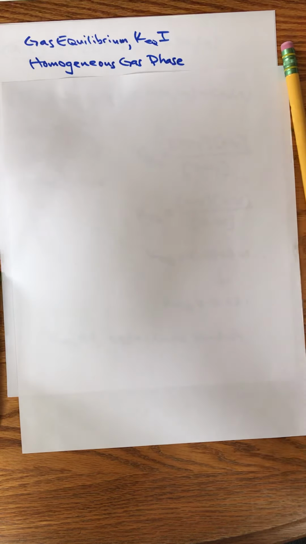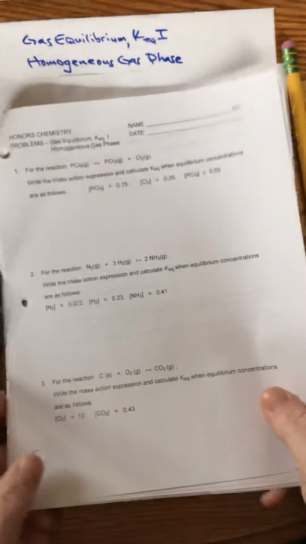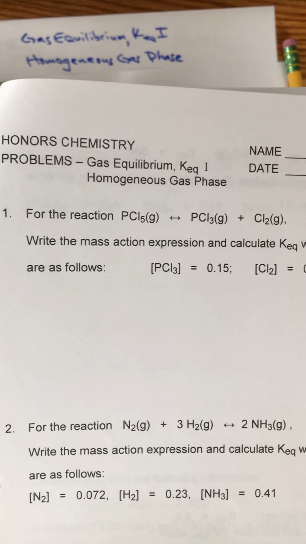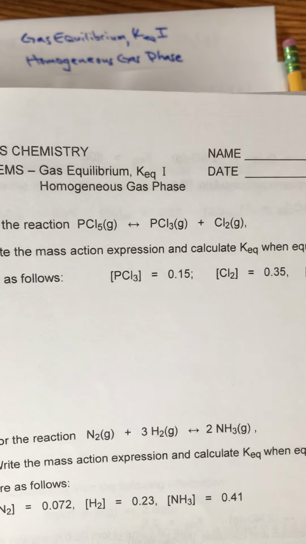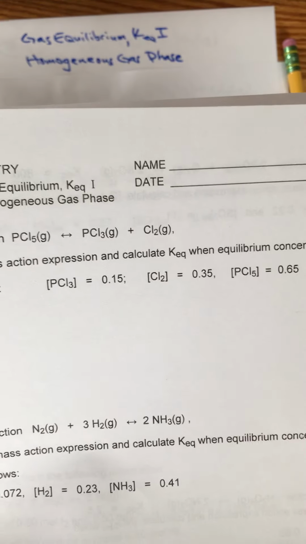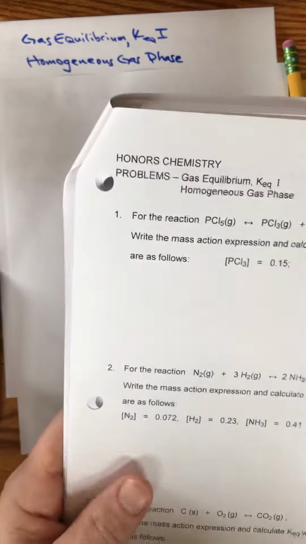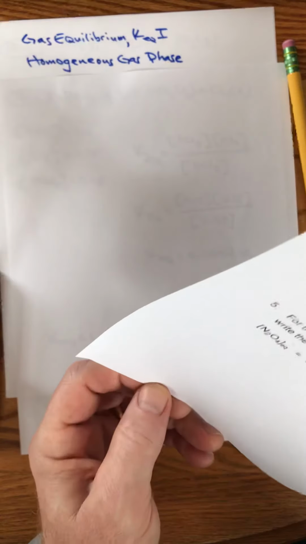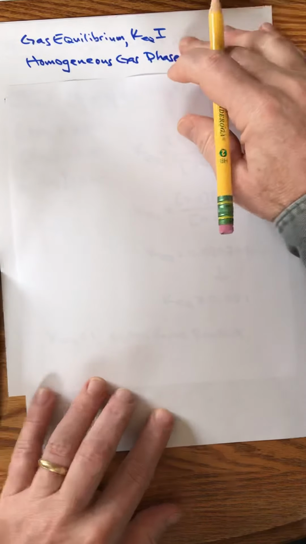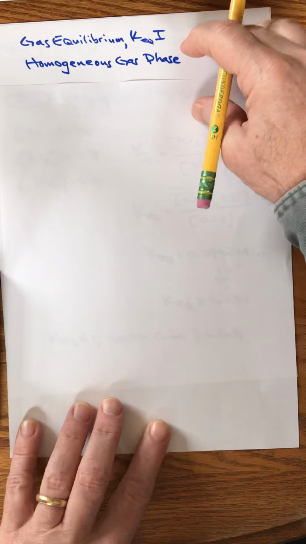So I need you to turn now. We're going to jump around in these worksheets, and they're not numbered all that well. You're going to turn to this worksheet. It says up the top, gas equilibrium, KEQ, homogeneous gas phase, KEQ Roman numeral 1. And we're going to do a couple problems from it, so just a touch of homework. We're going to do up to and including number 6. So we'll do two of them now, and you'll have four of them for homework. It's really not very much. If you want more, let me know. I know you're going to get bored here.